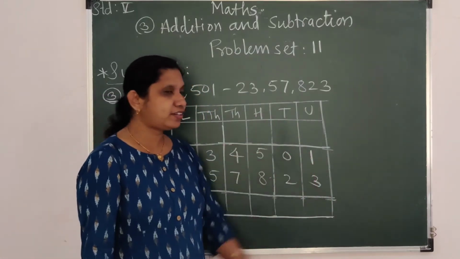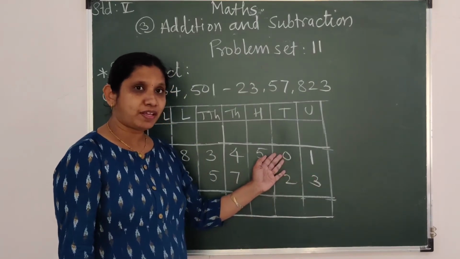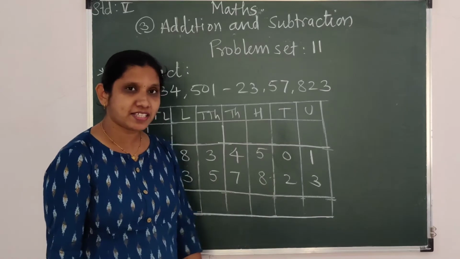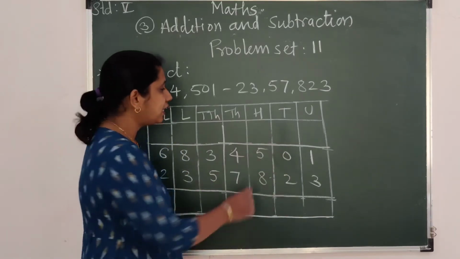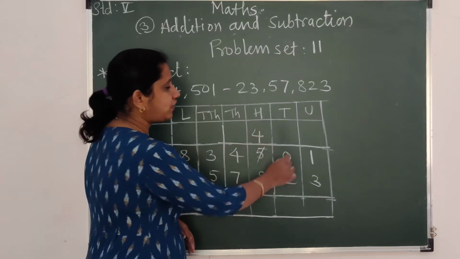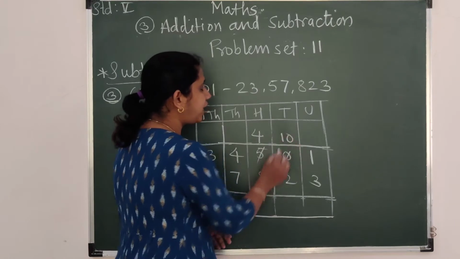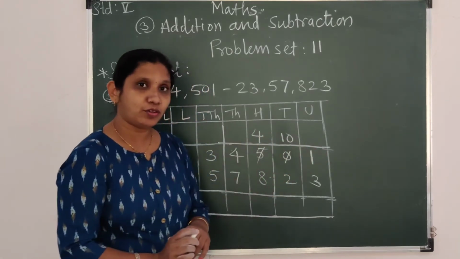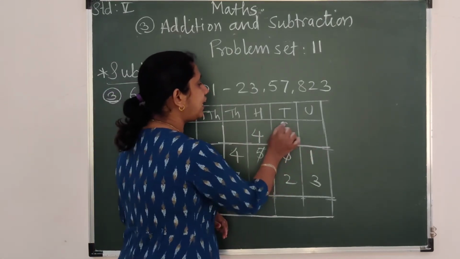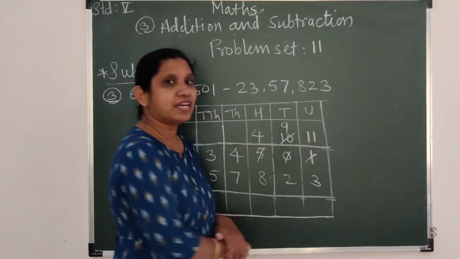Units place, 1 minus 3. Not possible. We have to borrow from the tens place. Oh my god, but on the tens place there is 0. So go to the hundreds place. Cancel this 5. 5 minus 1, what remains? 4. Then on the tens place we are adding 10 plus 0. It means this number becomes 10. But we have to borrow on the units place also. Cancel 10. What remains? 9. And on the units place the number becomes 11.